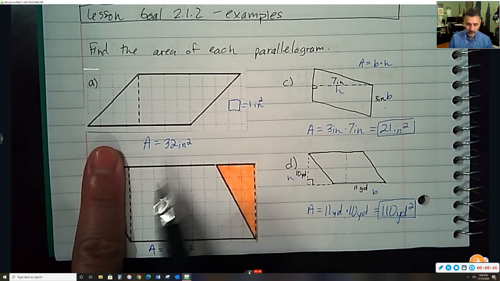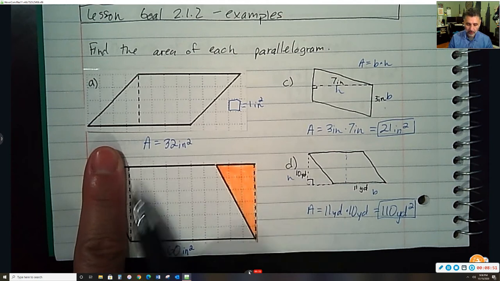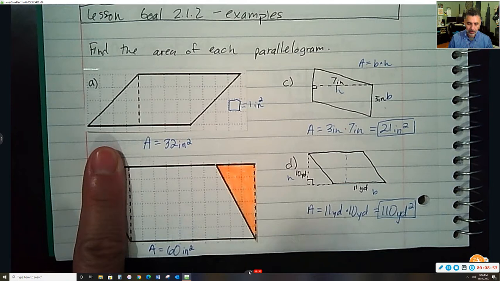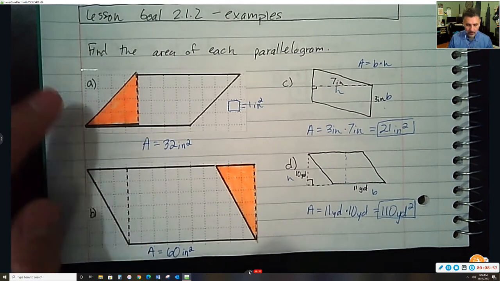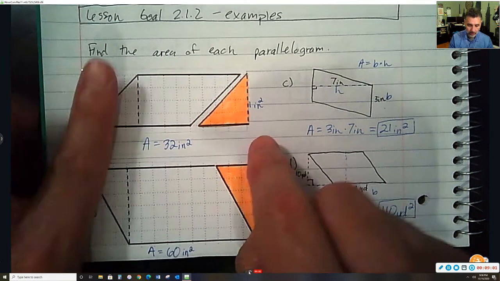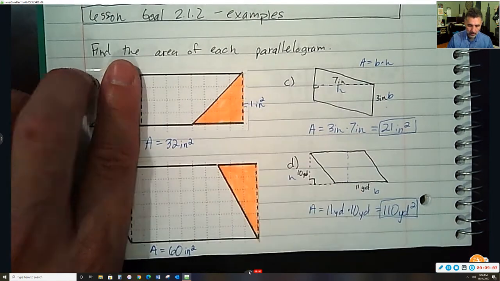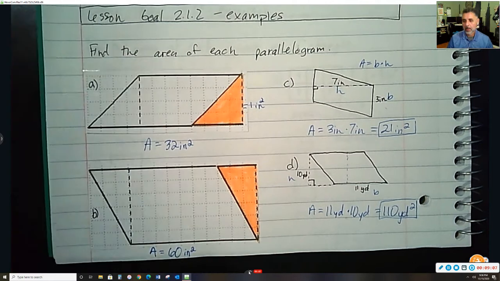Okay, so again, this is one method. Whenever you have to count the squares, you're going to take the parallelogram and make it into a rectangle, right? And then you can count them. Same thing with this guy. See, it goes from there to over here. And then they're both rectangles. Alright, let's do this side.